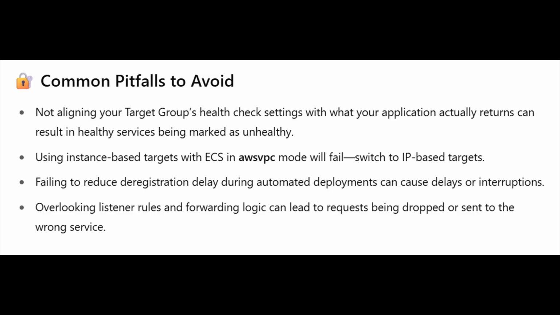Common pitfalls to avoid. Not aligning your target group's health check settings with what your application actually returns can result in healthy services being marked as unhealthy. Using instance-based targets with ECS in awsvpc mode will fail. Switch to IP-based targets. Failing to reduce deregistration delay during automated deployments can cause delays or interruptions. Overlooking listener rules and forwarding logic can lead to requests being dropped or sent to the wrong service.